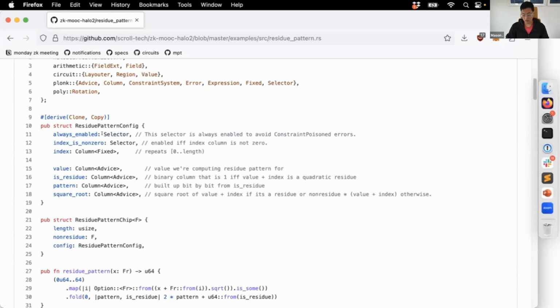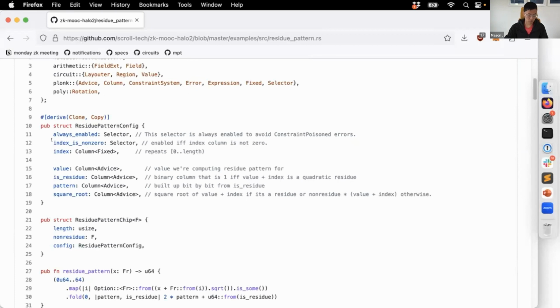In Halo2, you might think, why do I need this selector column if I want a constraint to always be enabled? Why not just leave out the selector and be done with it? It turns out that you can't, because it's not guaranteed that the offsets you use fully exhaust the trace table. So you need a selector column which is always enabled, and I always just enable it. If you do this, you avoid constraint poison errors, which is what Halo2 uses to tell you that every constraint needs to reference a fixed column in one way or another. The easiest way to do that is to have this always-enabled selector.